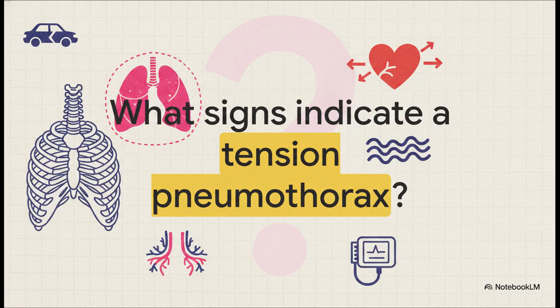Following a high-speed MVA with right-sided rib fractures, your hypotensive patient doesn't respond to 2 liters of fluids. What signs indicate obstructive shock from a right-sided tension pneumothorax? Clinical examination is everything en route to the ED. We have to clearly distinguish obstructive shock from hypovolemia or cardiac tamponade.